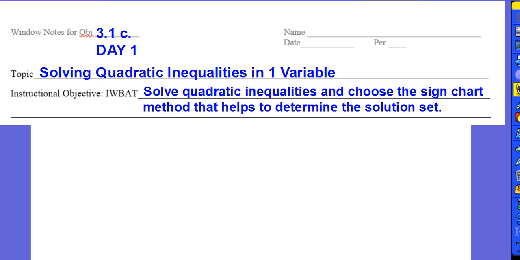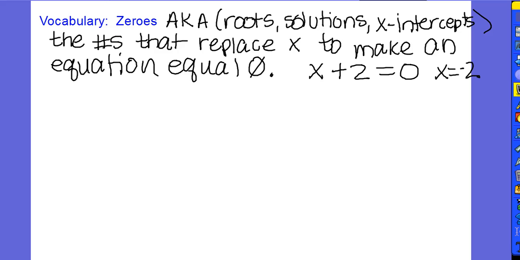All right, so I'm going to be using some very specific terminology today. Our vocabulary today is the word zeros, also known as roots, solutions, and in some cases x-intercepts. These 4 terms are actually interchangeable. You'll have professors and teachers that use different terms, but for today's lesson, I think the zeros are the most impactful term for solving a quadratic inequality.